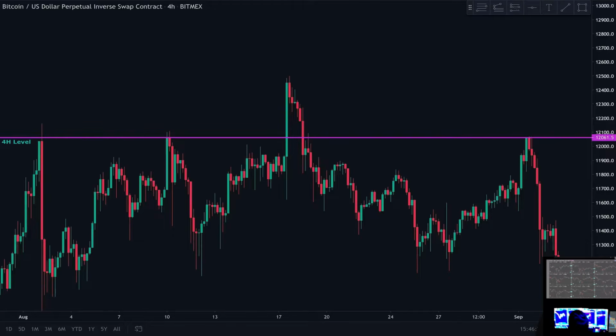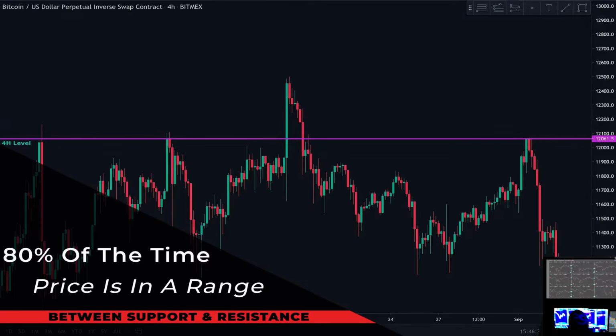Now here's the reality. 80% of the time, price is stuck in a range. 80% of the time, it's ranging. And that's where I thrive, while everybody else sits there and hesitates.